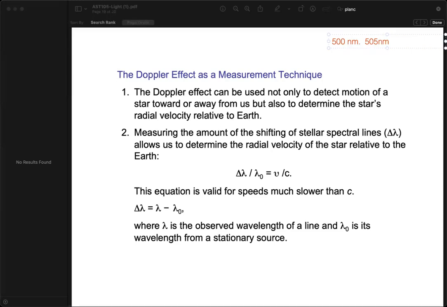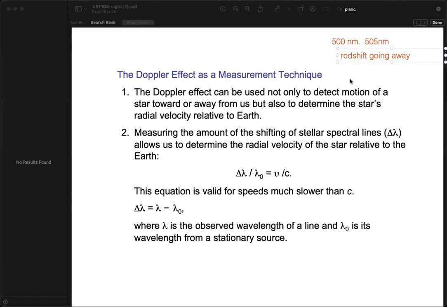Going from 500 to 505 nanometers means that the wavelength is getting bigger. A longer wavelength means the shift is towards the red end of the spectrum. So this is a red shift, and so the star is going away, moving apart. That's one thing we can tell just by looking at that.